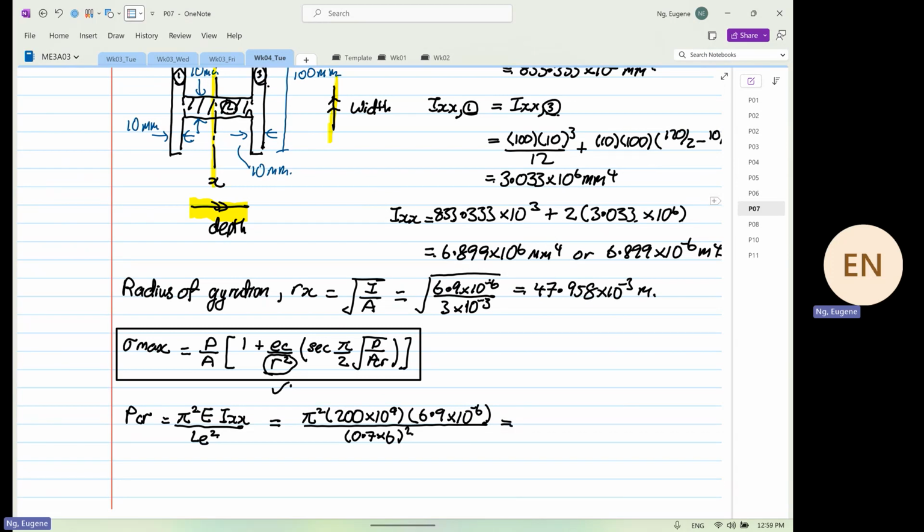Okay, so this will be equal to pi squared times 200 times 10 to the power 9 times 6.9 times 10 to the power minus 6 divided by 0.7 times 6 squared, which is equal to 772.112 times 10 to the power 3 Newton. Okay, so we know our PCR.